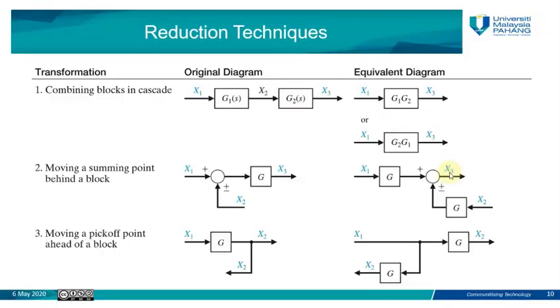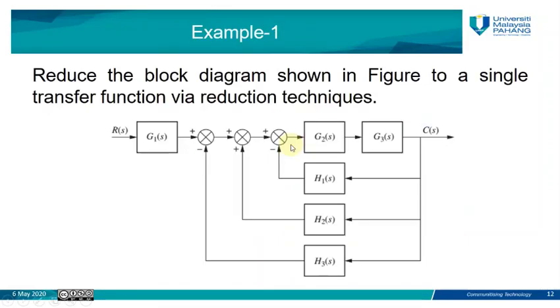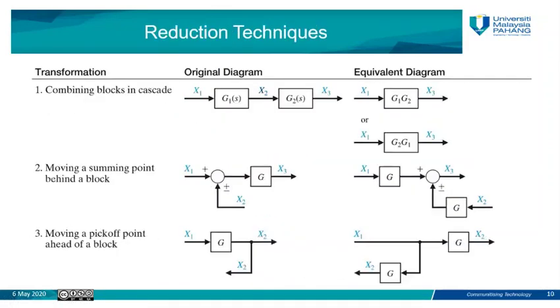The third technique in this case is moving a pickup point. Same as we did with the summing junction, here we move the pickup point ahead of a block. That means the original location of the pickup point is after the block G, and in the modified system it becomes before. So we move from this point to ahead here.